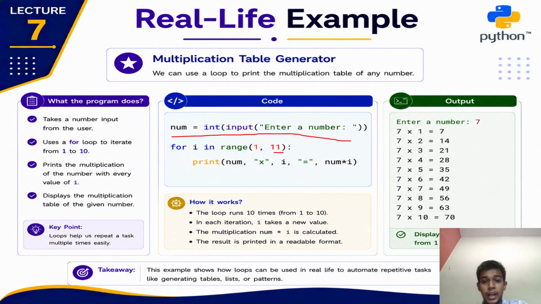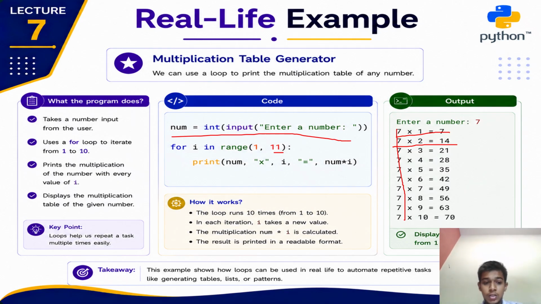Inside the loop, we write print(num, multiplication sign, i, equal sign, num * i). For every iteration, the value of i changes, so the multiplication result also changes automatically. Suppose the user enters 7. During the first iteration, i is 1, so the output will be 7 x 1 = 7. For the second iteration, the output will be 7 x 2 = 14. Similarly, you can see the whole table is printed.